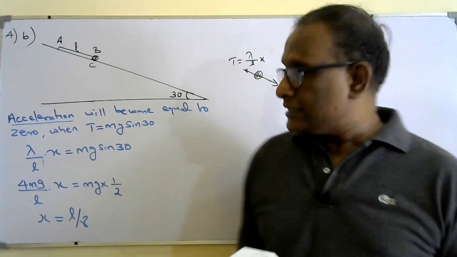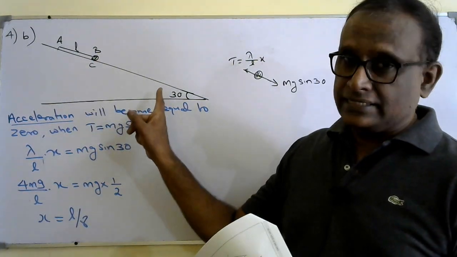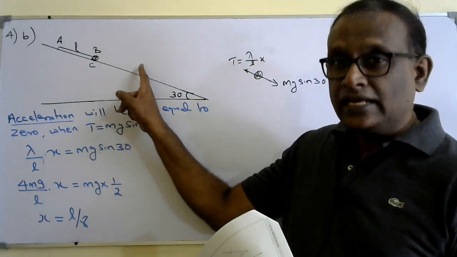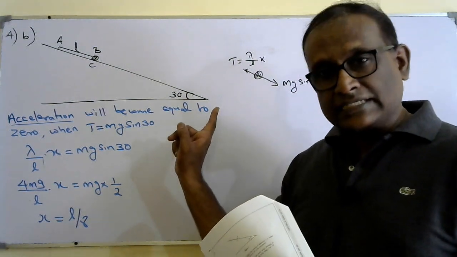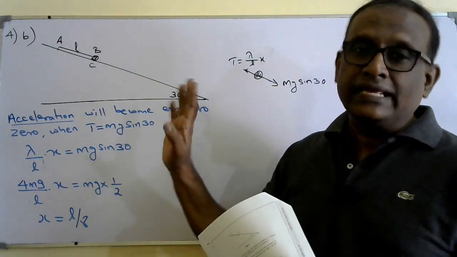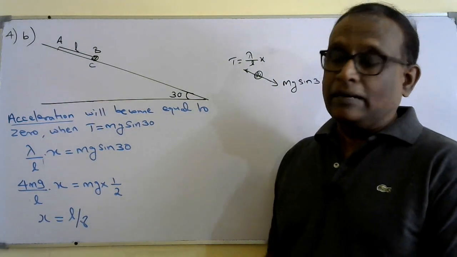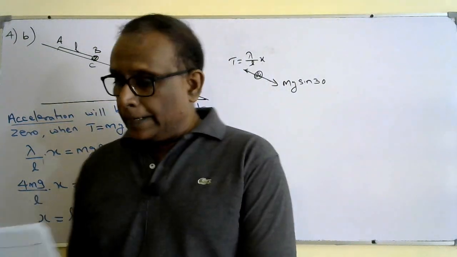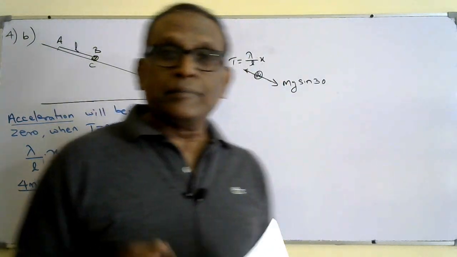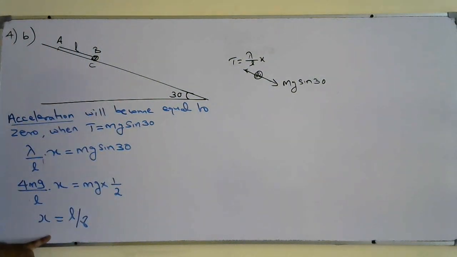Now we need to find the maximum speed. Until this point, the speed is increasing. Beyond that point, speed will decrease gradually, and when it comes to D, it will come to rest, to 0. So now we need to find the maximum speed that occurs at this extension.